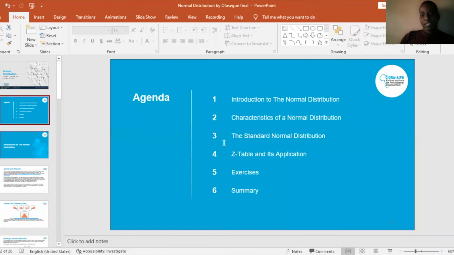And this is our agenda for this module. The first subtopic will be getting an introduction to the normal distribution. And the second subtopic will discuss characteristics of a normal distribution. The third subtopic talks about the standard normal distribution. It's a variant of the normal distribution. The fourth, we talk about the Z-table and its application. And the fifth, we discuss exercises. And then finally, we summarize the module.